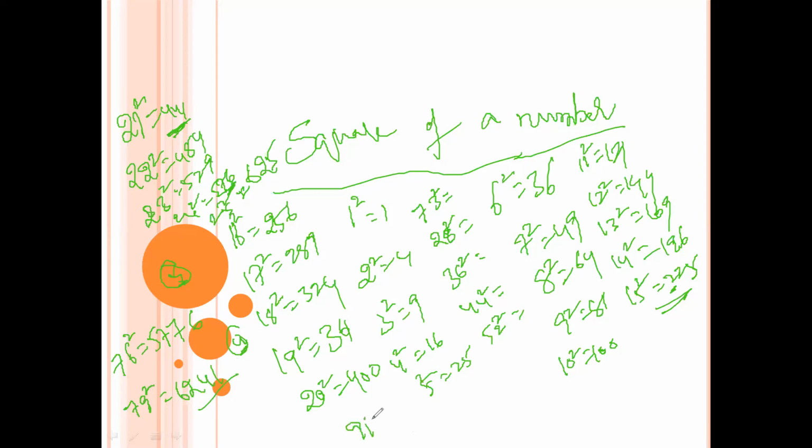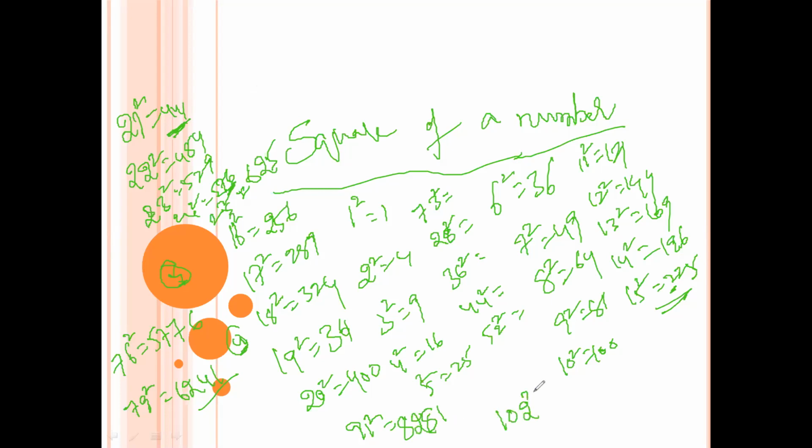91 square. Here also first compare with 100. 100 minus 91 is 9. 9 square is 81. Now the difference here is 9. Double 9 is 18. Subtract 18 from 100. 100 minus 18 is 82.